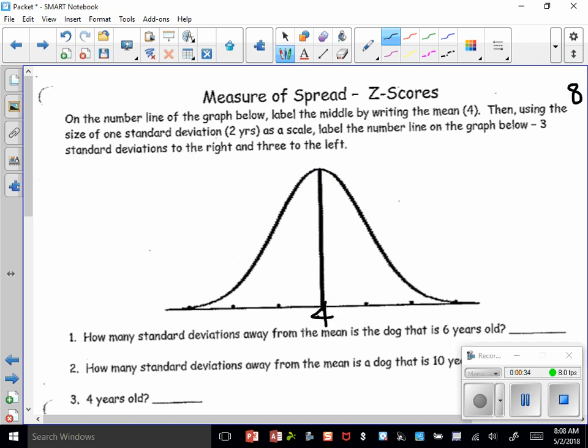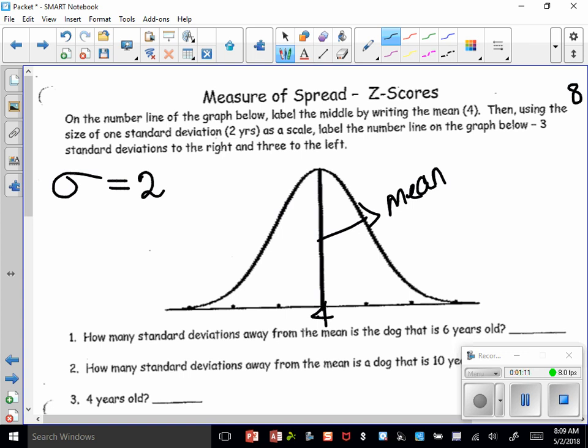Your mean is always in the middle of your bell curve, so I'm just going to put mean. That number right in the middle, because again, we're always comparing everything to the average. Then, using the size of one standard deviation of 2 years as a scale, so that means little sigma equals 2, label the number line on the graph below -3 standard deviations to the right and to the left.